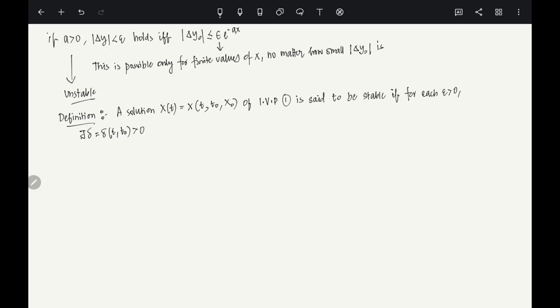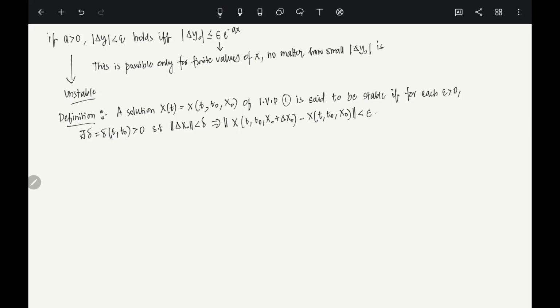Of course, delta is positive, such that if you perturb your initial data a little bit, so basically the change delta x naught, if delta x naught is less than delta, that will imply that x of t; t naught, x naught plus delta x naught. So basically I'm looking at the solution corresponding to the initial data x naught plus delta x naught, and I'm taking the difference of that solution with x of t; t naught, x naught. We are saying that should be less than epsilon.